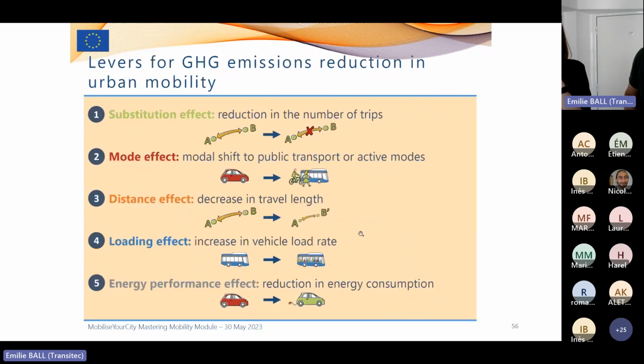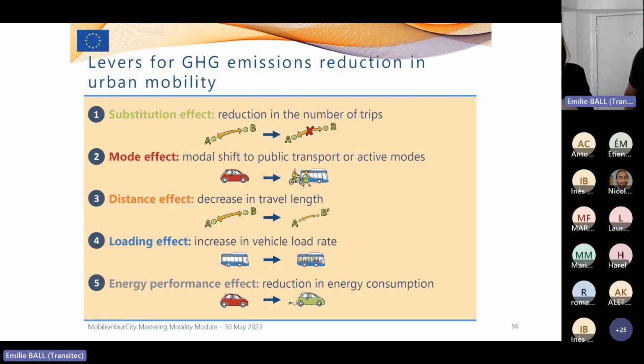So now that we had a look at the business as usual scenario, it's interesting first to see, before looking at the SUMP action plan of Greater Sousse, what are simply the levers for greenhouse gases emissions reduction. So we managed to identify 5 main effects that can have an impact on greenhouse gases emissions. The first one is the substitution effect, simply by reducing the number of trips that are made per day.